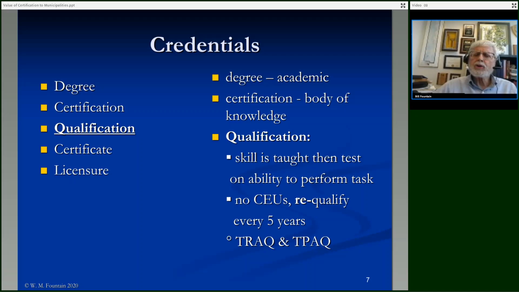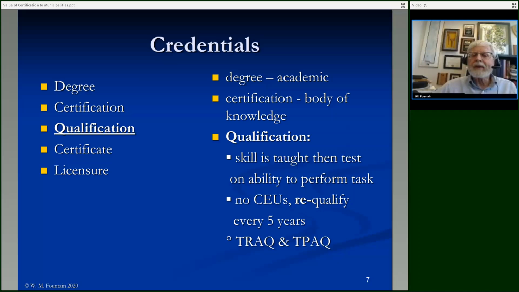Now, a qualification is a little different than a certification. This is a little more of a British model rather than American and Canadian model. So a qualification, the instructor teaches you how to do a task and then tests you on your ability to perform that task. Generally, with the qualification, there are no CEUs to be obtained in the time period that qualification is valid, but you do then have to go back and re-qualify, generally every 5 years for the arborist for the TRAQ program. And in that 5-year period, we have already gone completely through one 5-year period, and we're approaching the end of the second 5-year period for the TRAQ program.